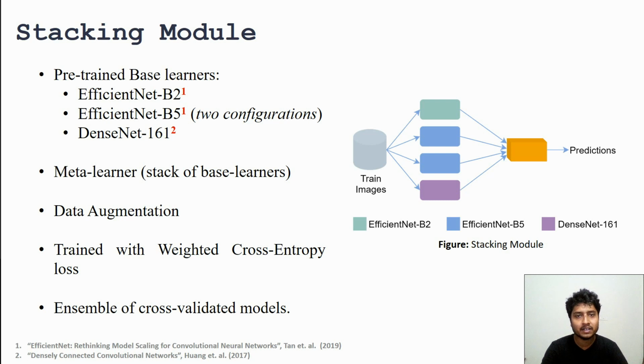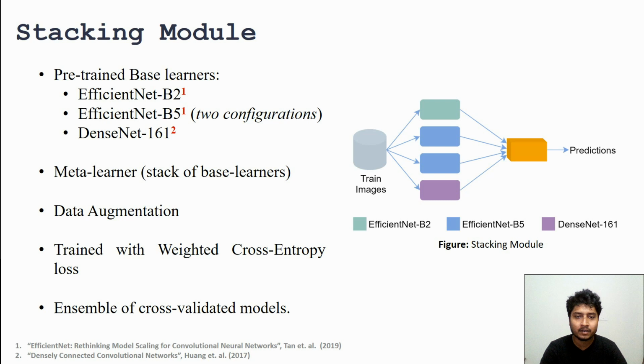The first level of our hierarchical model is the stacking module. For base learners, we have used pre-trained networks, namely one configuration of the EfficientNet B2, two configurations of the EfficientNet B5, and one configuration of the DenseNet 161. We decided on these models based on their performance on the ImageNet dataset. Our meta-learner level consists of a 3-layer fully connected neural network.